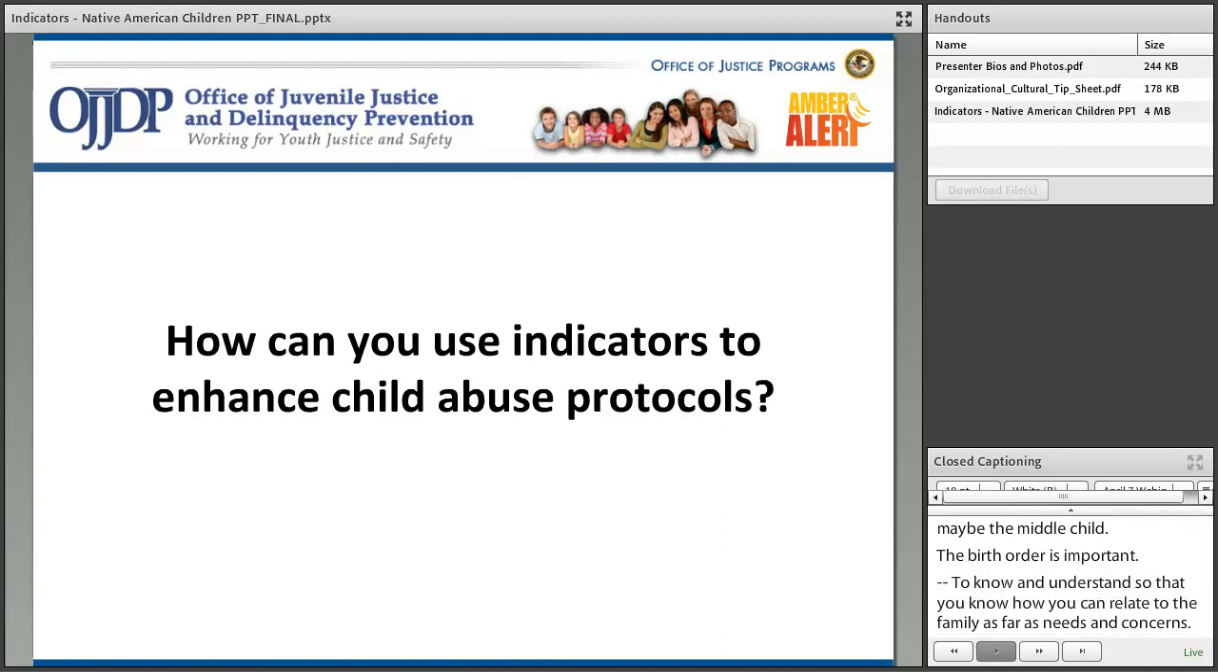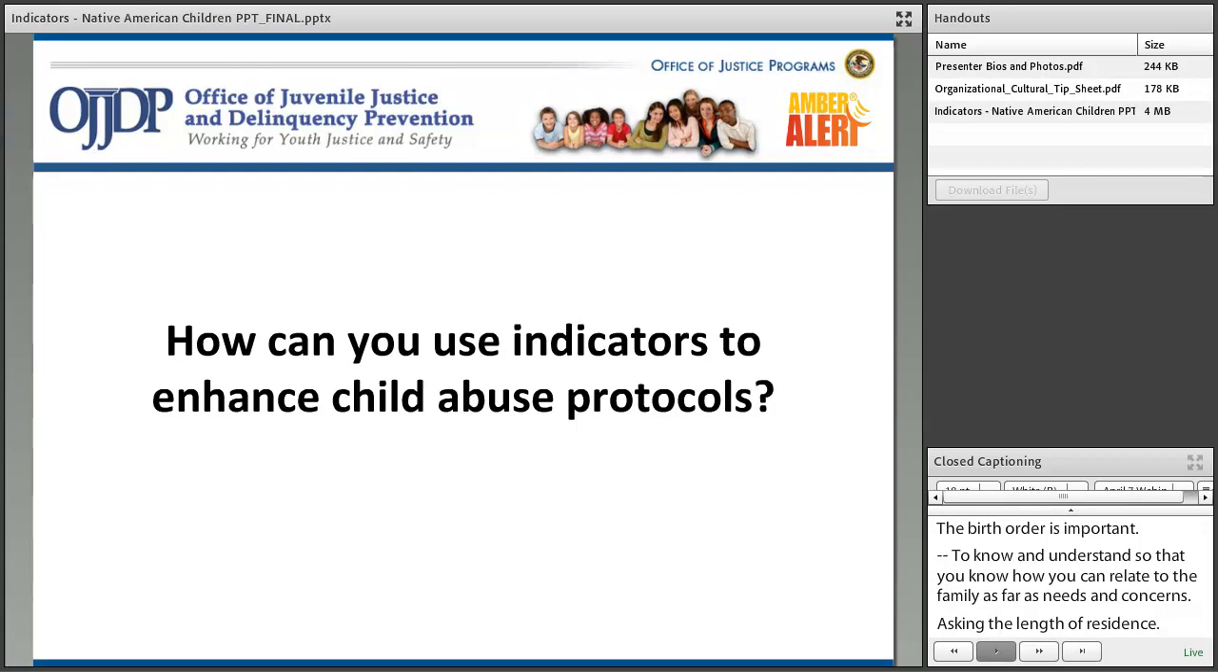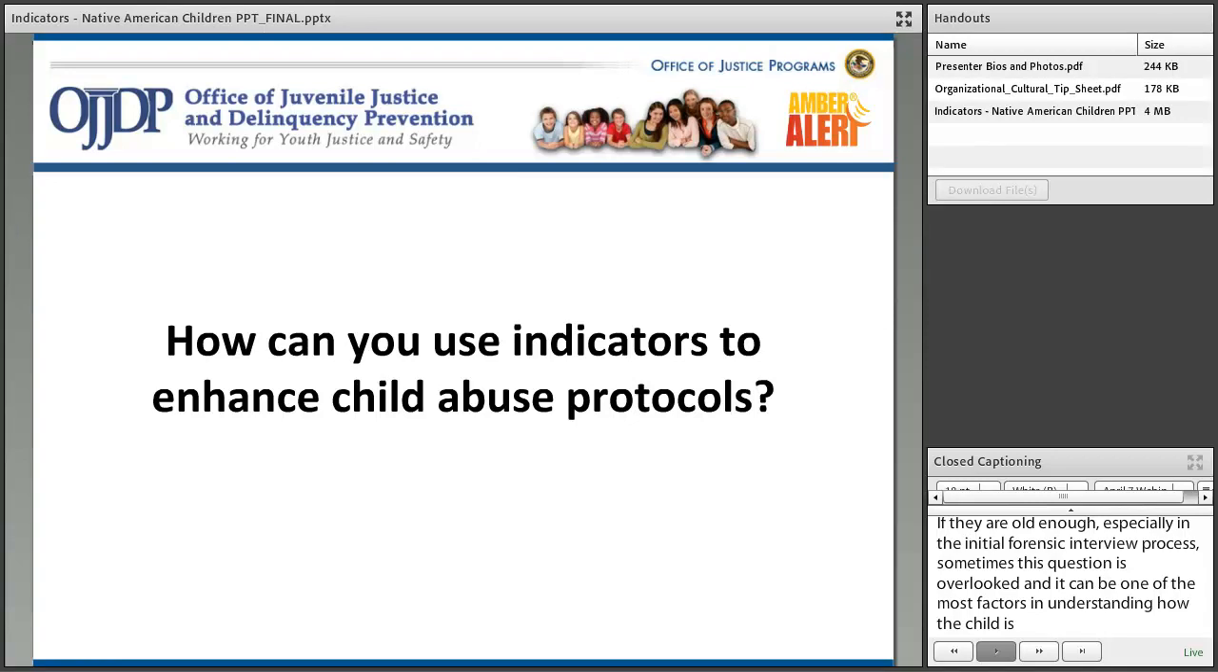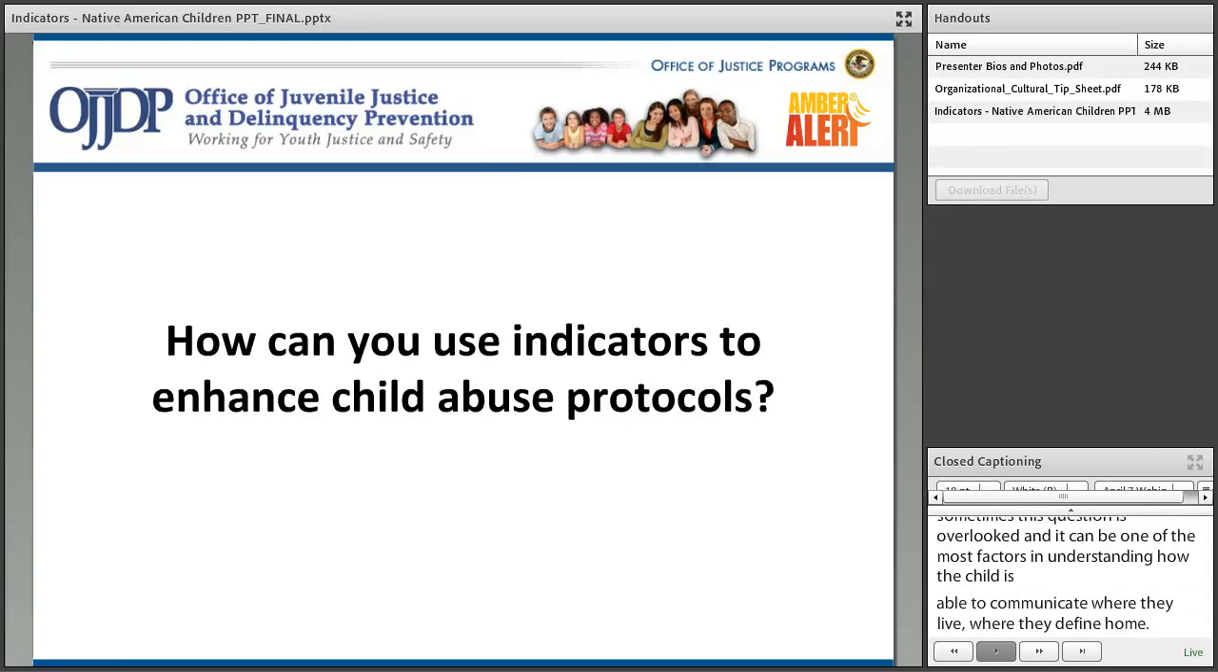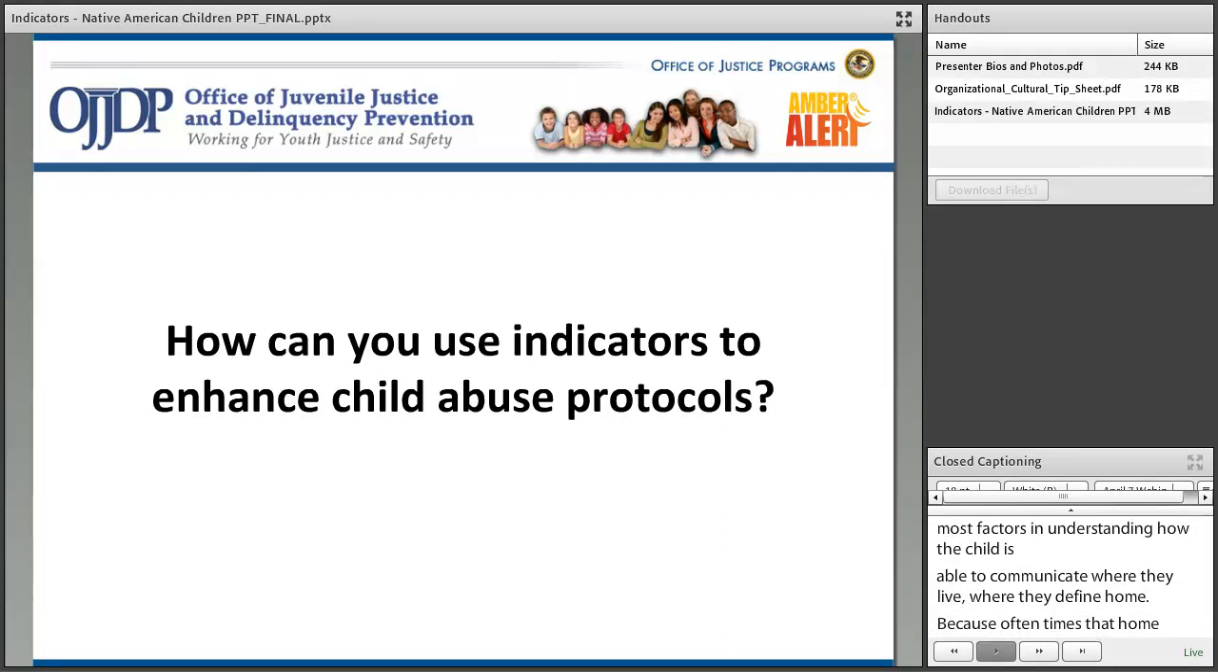even for the child. Asking, you know, how long have you lived here? If they're old enough, especially in the initial stages of the forensic interview process. Sometimes this question is overlooked, and it could be one of the most key factors in understanding how the child is able to communicate where they live, where they define home, because oftentimes that home will either not be exactly the way that the parent or guardian has stated, or the reporting person, or even law enforcement. So asking this question, not only of the child but also the family too, is important.